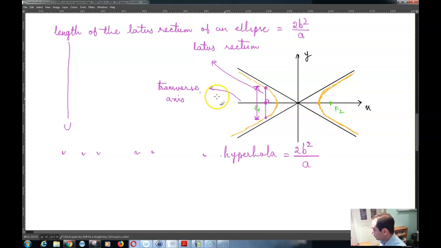Now we have a couple of questions over here. 1, 2, 3. Only 3 questions over here, and then we have some exercises related to these hyperbolas. So I'll take a few minutes rest and we will do the 3 questions together.